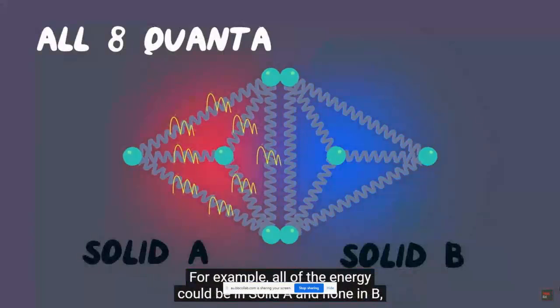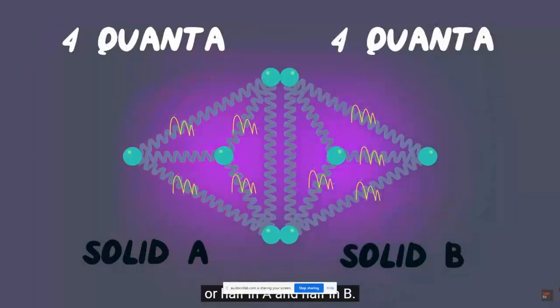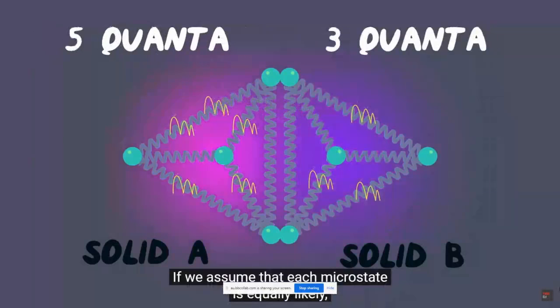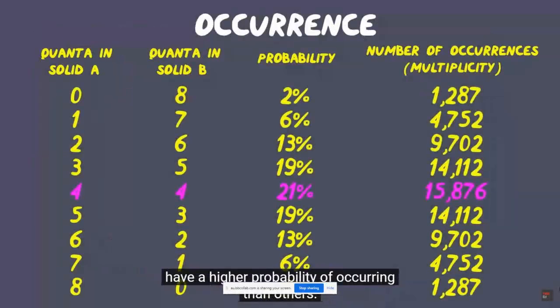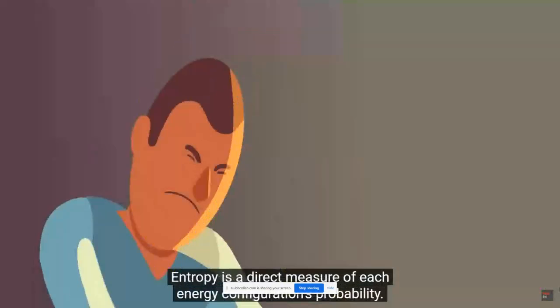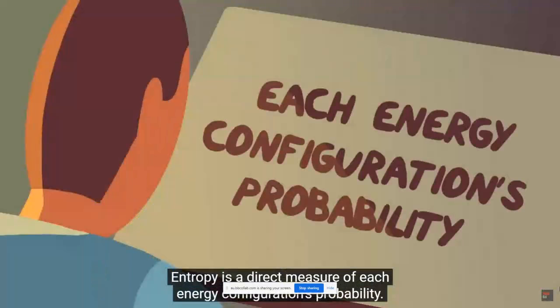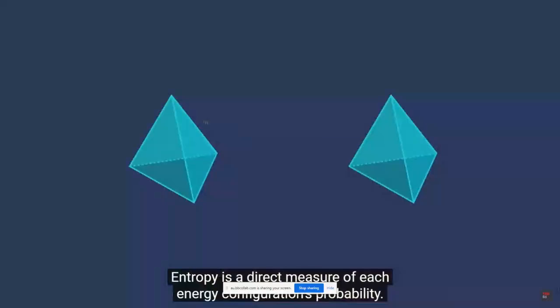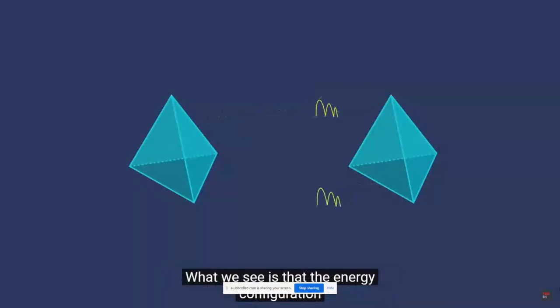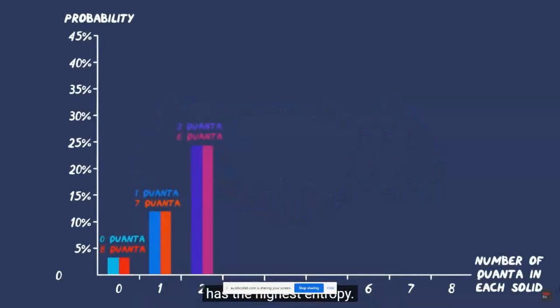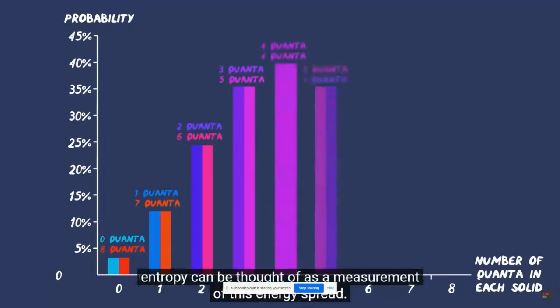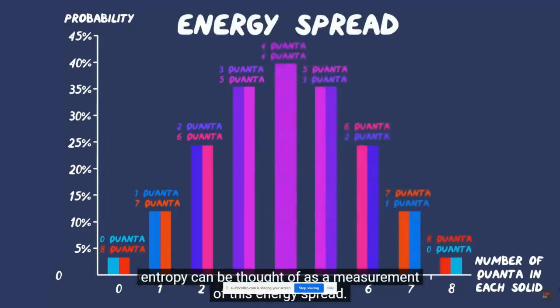For example, all of the energy could be in solid A and none in B, or half in A and half in B. If we assume that each microstate is equally likely, we can see that some of the energy configurations have a higher probability of occurring than others. That's due to their greater number of microstates. Entropy is a direct measure of each energy configuration's probability. What we see is that the energy configuration in which the energy is most spread out between the solids has the highest entropy. So, in a general sense, entropy can be thought of as a measurement of this energy spread.